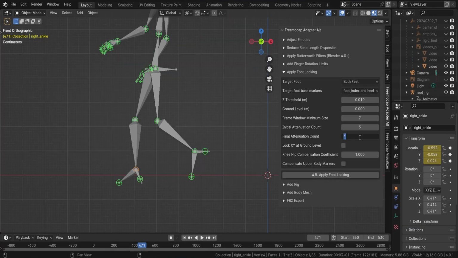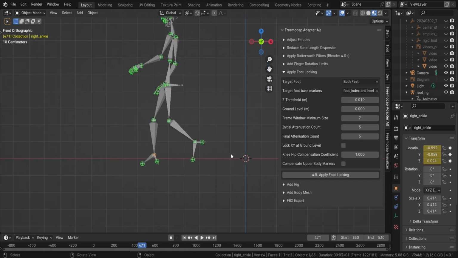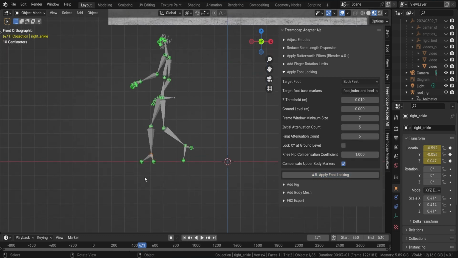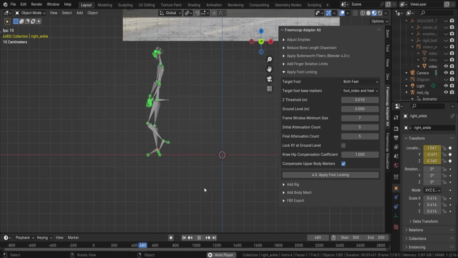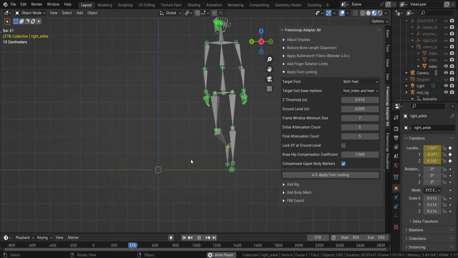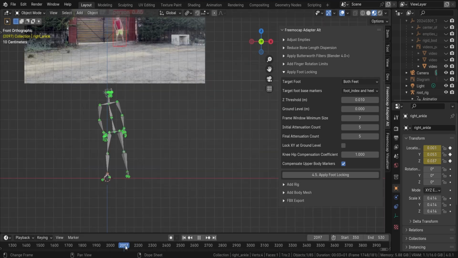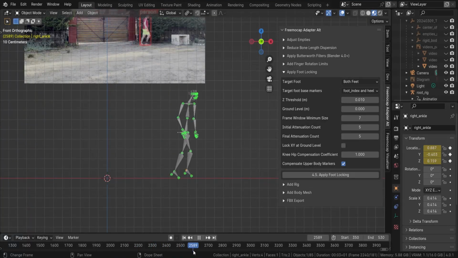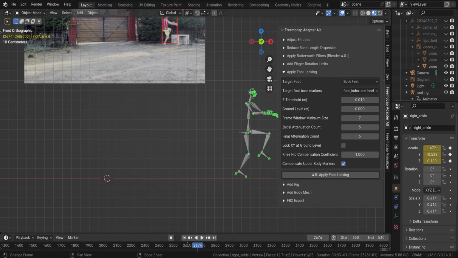Let's set all the parameters to the default values and execute the function. We check the whole range and see how the feet are locked to the ground level without affecting the movement. This function can also be used to lock the feet to objects at different levels.